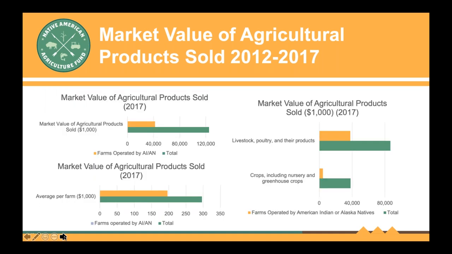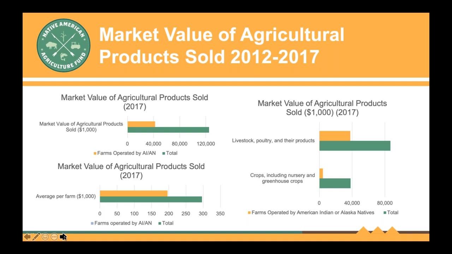This is just a visual of what the previous slide shows for 2017. Even though the MVPS increased for American Indian and Alaska Native farms and total decreased, they still only claim a small share of total. So that's why there's a big gap in between all of those. Same with the average farm totals and the other categories such as livestock, poultry, and then the crops.